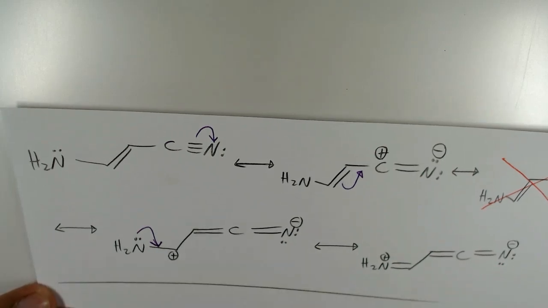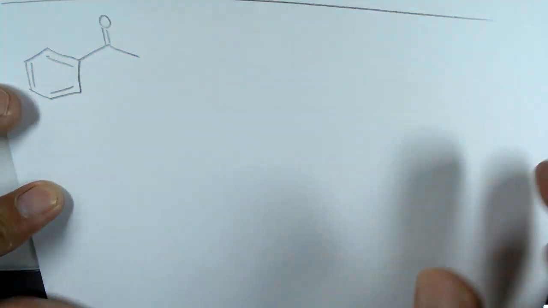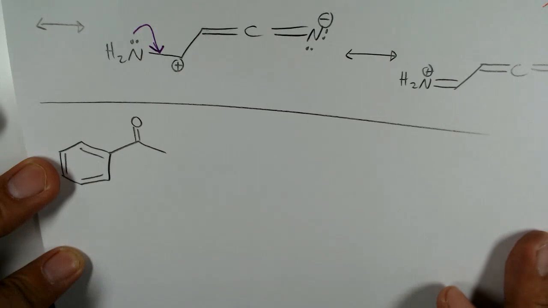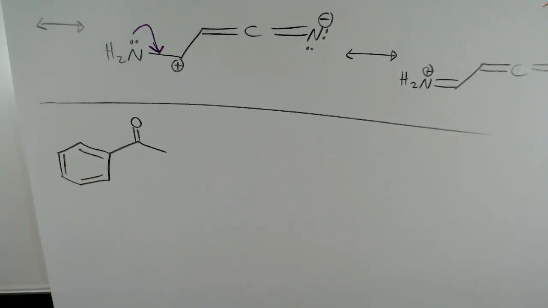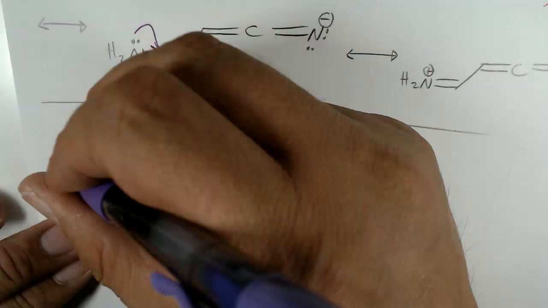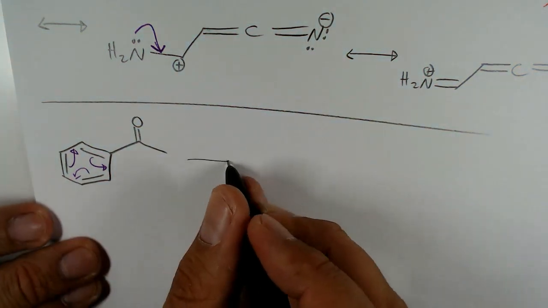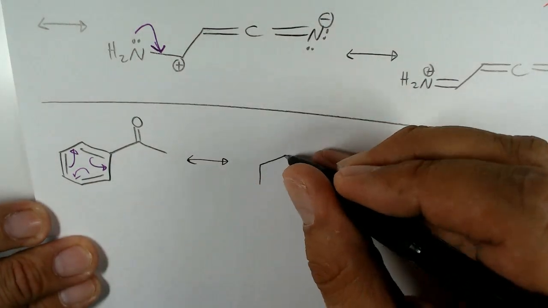I want to do another one. So this is acetophenone. Just adjusting the camera there. There we go. All right, let's take a look at acetophenone. One thing we're going to see with the benzene compound, if you want to get one guaranteed resonance structure, is you flip the orientation of the ring. You're going to have three arrows in here, and it's going to flip the orientation of the ring. That is definitely a correct resonance structure.